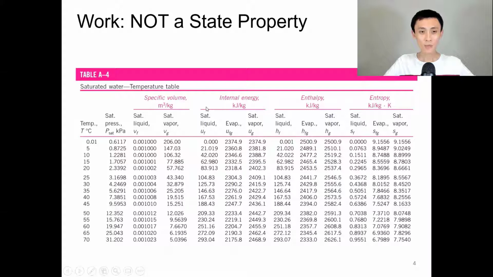If we look up the thermodynamic table, at a given temperature and pressure, we have specific volume, internal energy, enthalpy, and entropy. All of those are state properties. So at a given temperature, in this case saturated, the specific volume, internal energy, enthalpy, and entropy are certain numbers because they are state properties. But you're not going to find anything like work or heat, because both work and heat are not state properties.